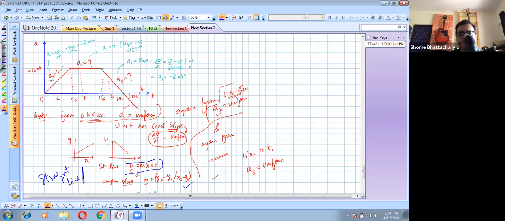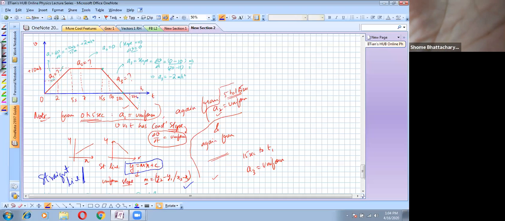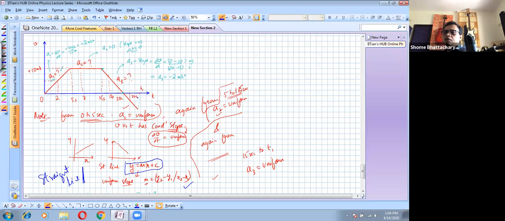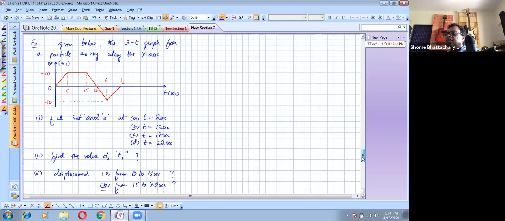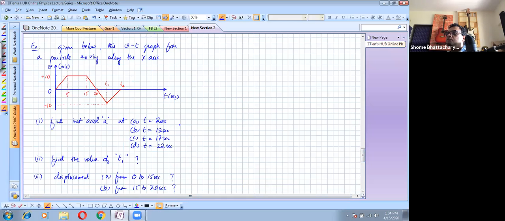As many of you have given me the correct answer on chat now, the answer to the second part, what is the value of t1, that will be 25 seconds only. Now let us understand why that will be 25 seconds. I'm coming to the second part of the question now. I've already worked out the first part.